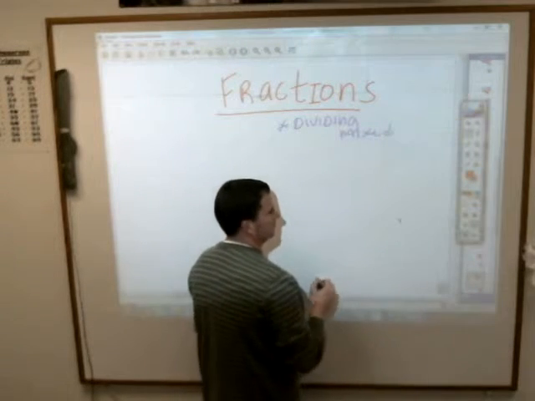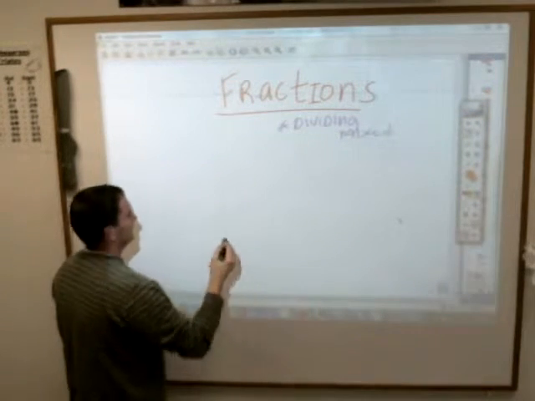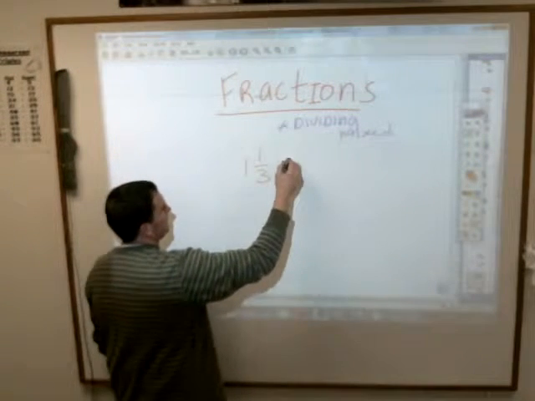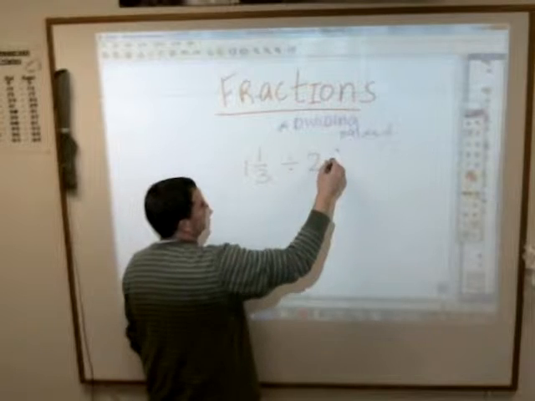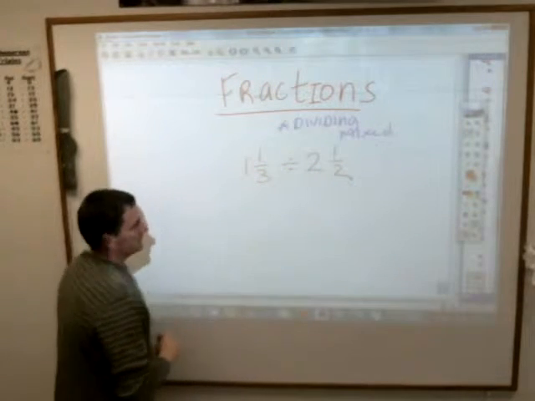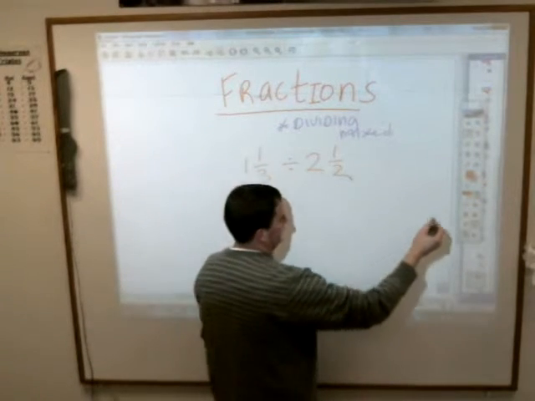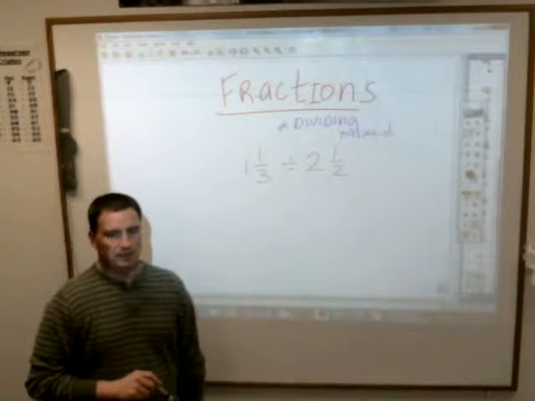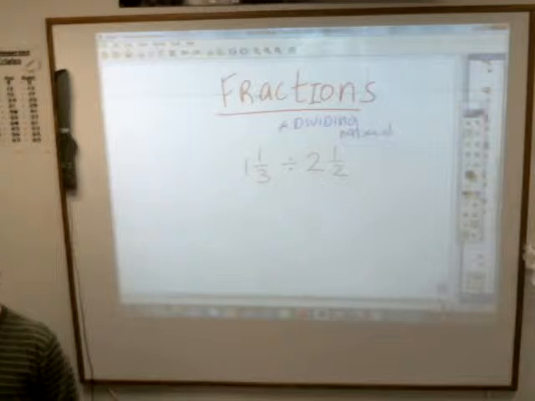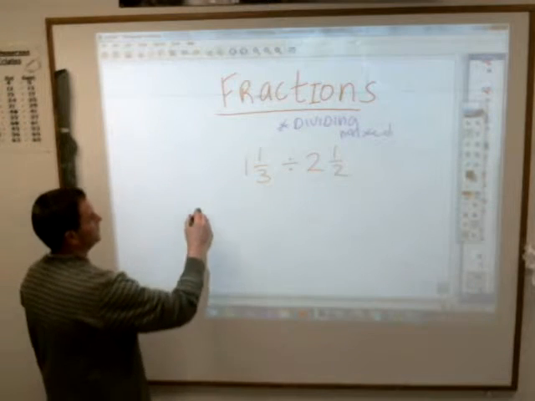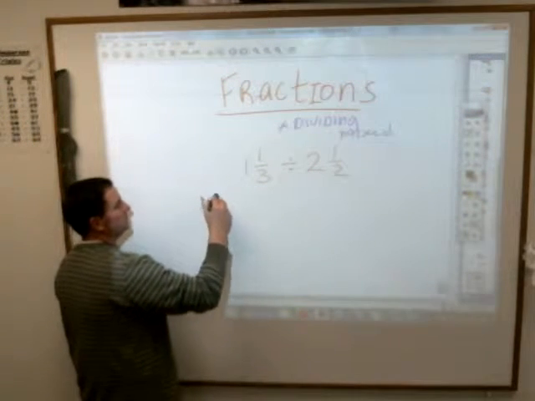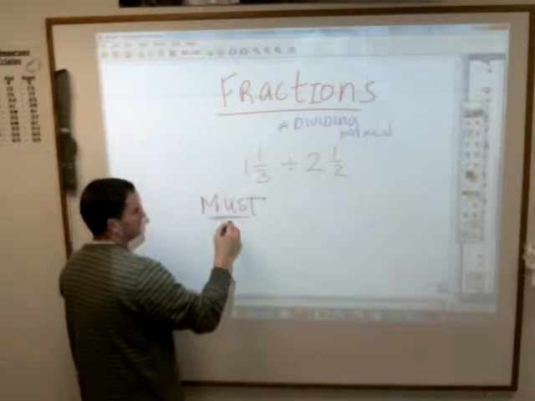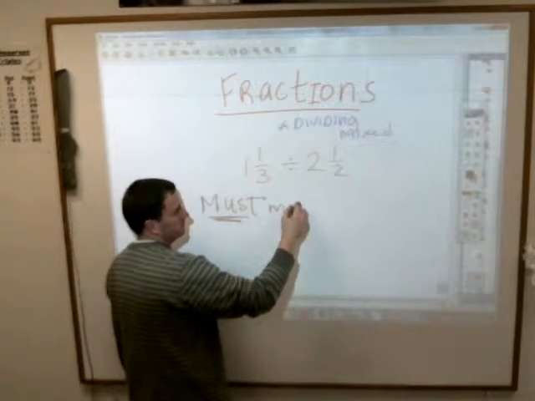Just write this down. All right, let's say you've got 1 1/3 divided by 2 1/2. Same thing applies for these total pages as it does for the other things. Before you do anything, when you divide mixed numbers, you must, once you put a big old capital M-U-S-T, you must make improper.